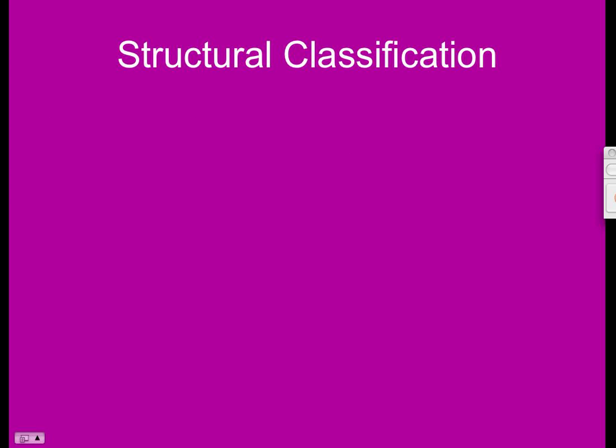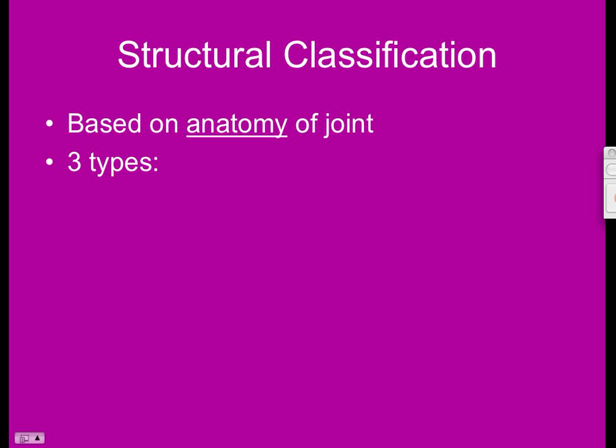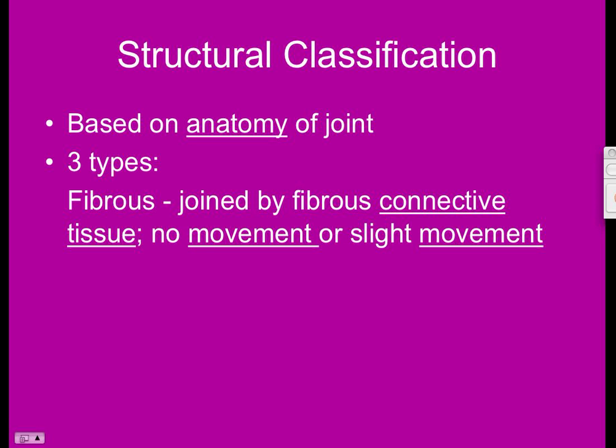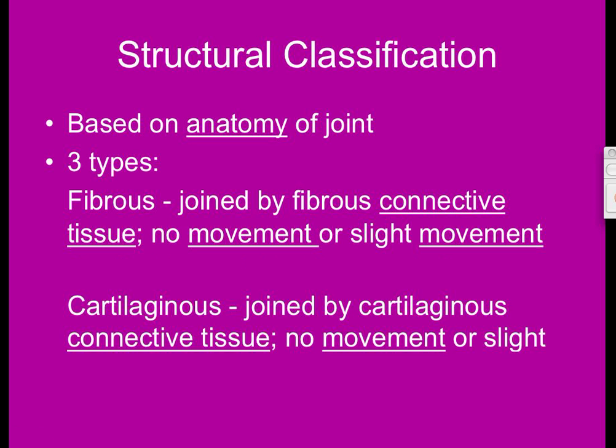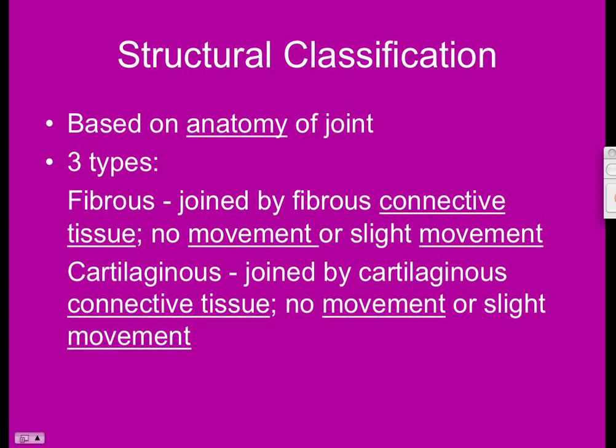With structural classification of joints, we're not going to spend a ton of time on, but I do want to go through the three. That's actually based on the anatomy of the particular joint, and we have three types. The first two are very similar to each other. The first one is a fibrous joint. In other words, the connective tissue that actually joins the two bones together is fibrous, and this permits no movement or slight movement. The second one basically has the same range of motion, but the connective tissue is different. It's cartilaginous, hence the name.